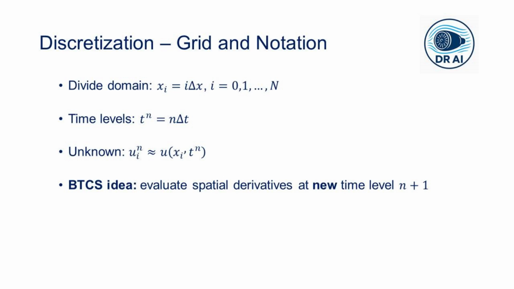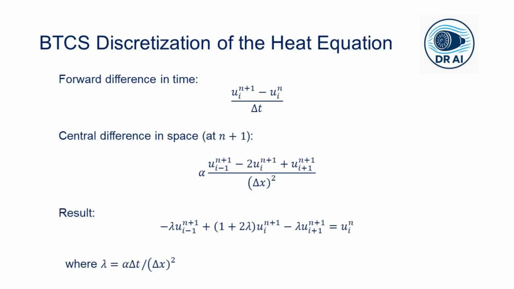Now, the key decision is how to approximate the derivatives. The BTCS, backward in time centered in space, scheme chooses to evaluate the spatial derivative, the second derivative with respect to x, at the new time level n plus 1. That's what backward in time means actually. We use the future time level for the spatial term. Now the time derivative is approximated by a simple forward difference between the new and the old time levels. So we write this particular equation as displayed.